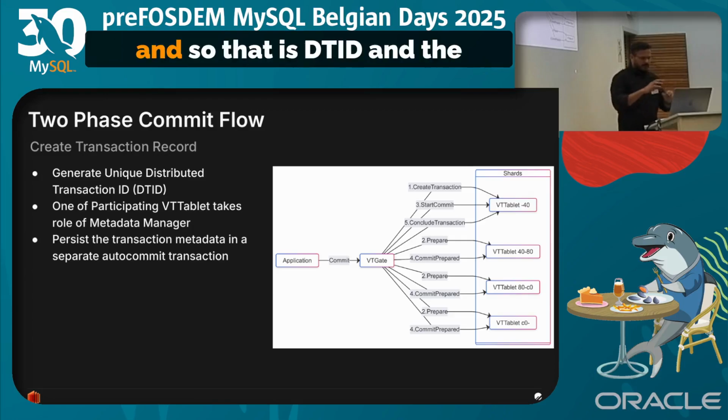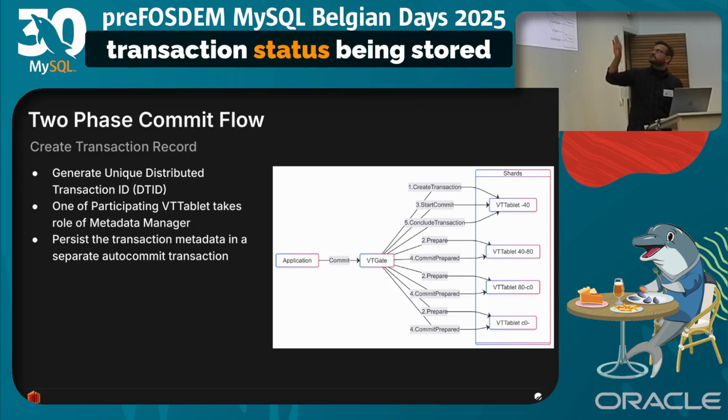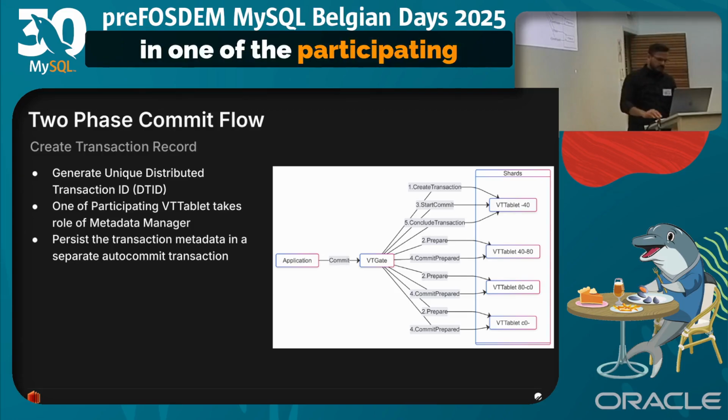And so that is the GTID and the participating shards, and the transaction state is being stored in one of the participating shards. So that's how the create transaction record works.